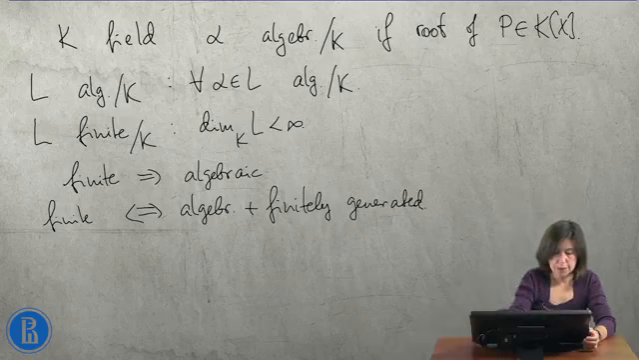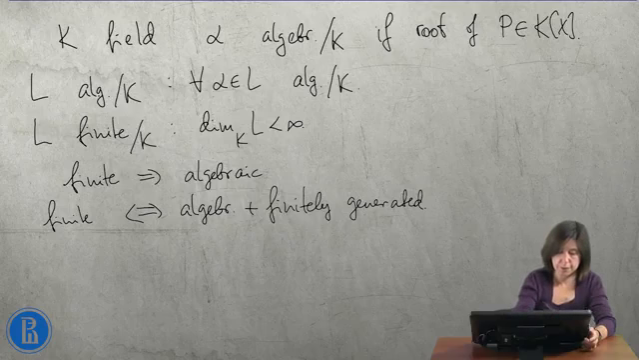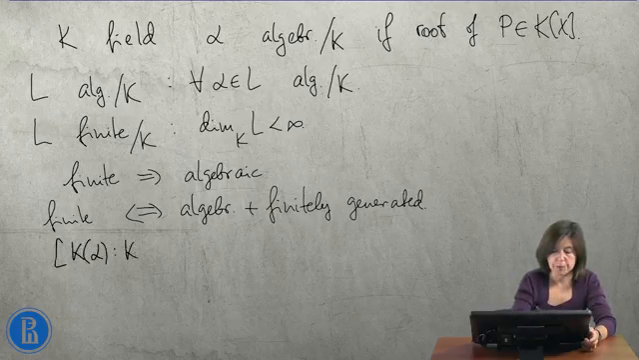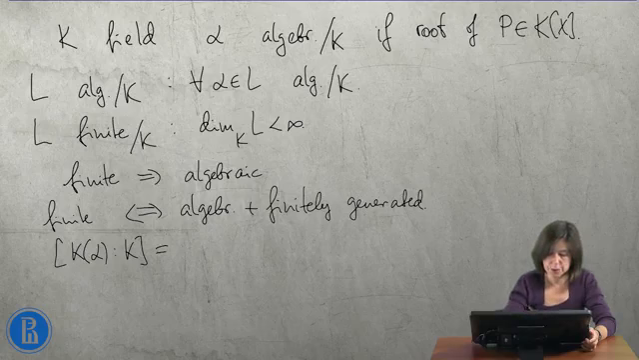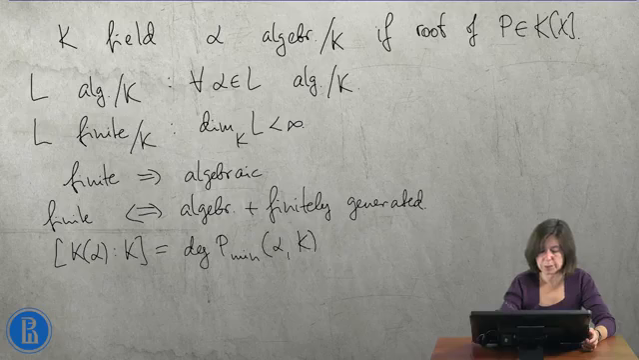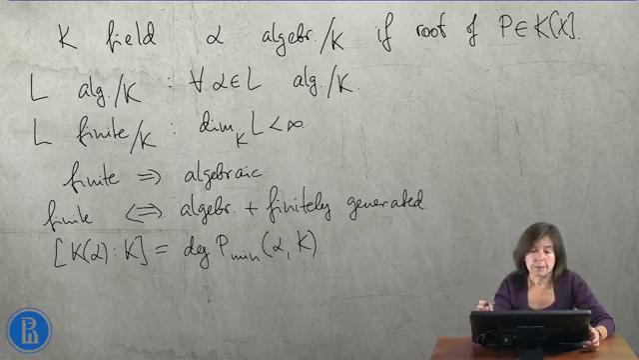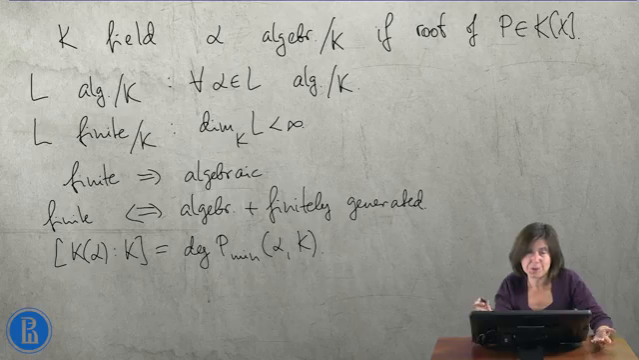And we have seen that if we generate our L by a single element alpha, the degree of K(alpha) over K was equal to the degree of the minimal polynomial of alpha over K. So, given some algebraic element over K, a root of some polynomial, it is important to be able to decide whether this is the minimal polynomial of alpha over K. That is to say, it is important to have some irreducibility criteria.